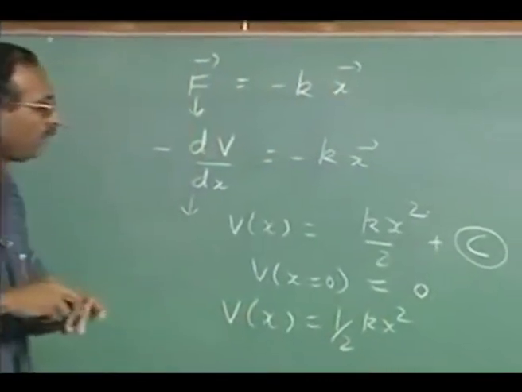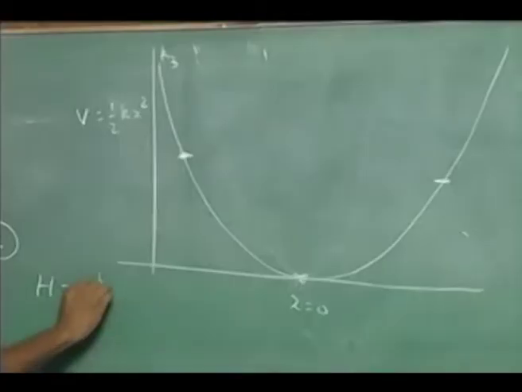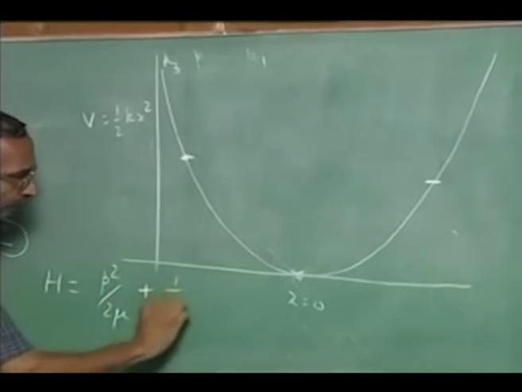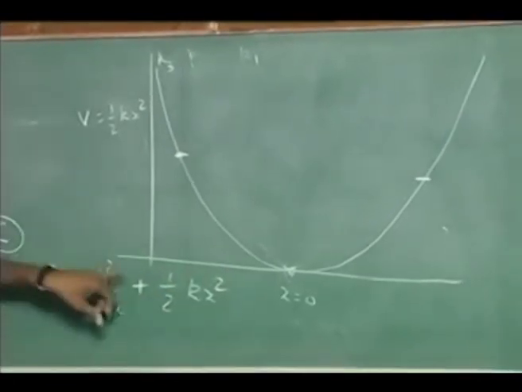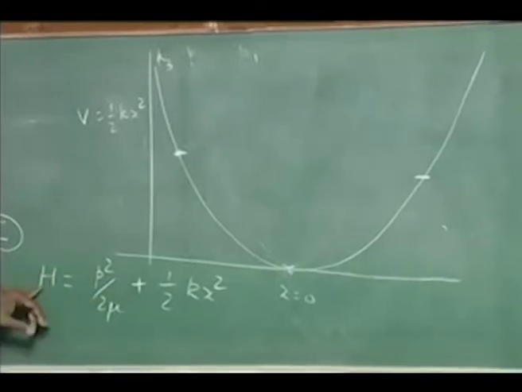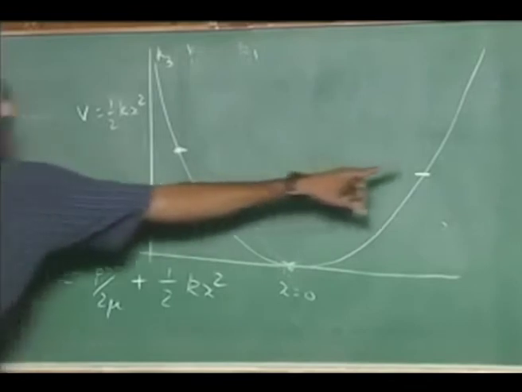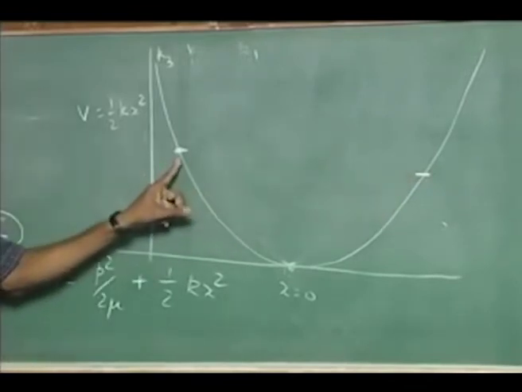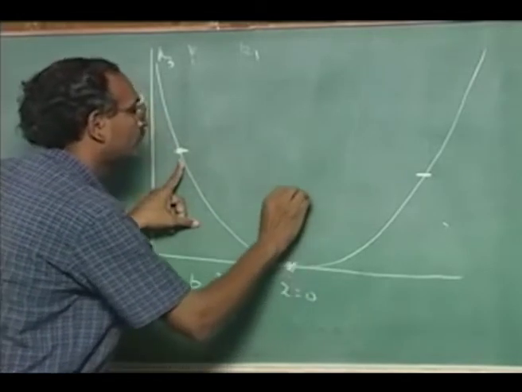Therefore, when you write H is equal to p square by 2 mu plus half kx square, the kinetic energy is 0, so the potential energy represents the total energy at this point or at this point. What about the value at this point?